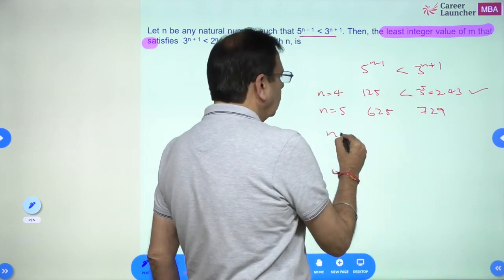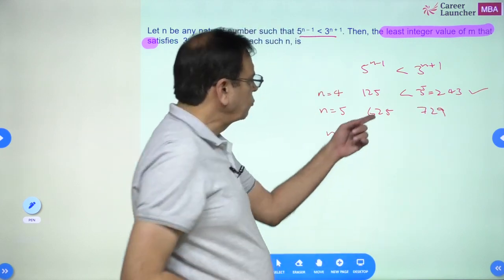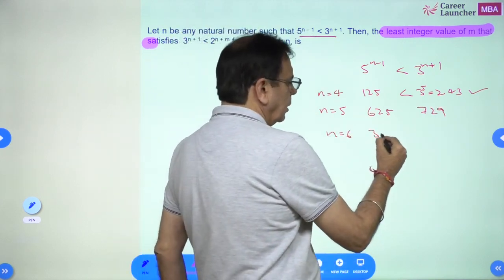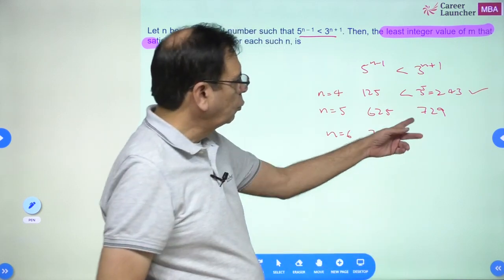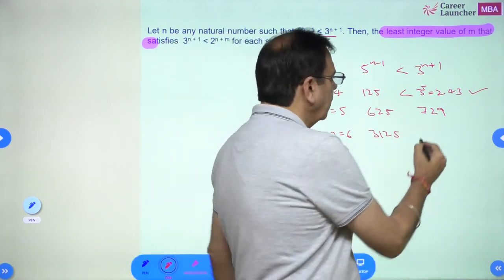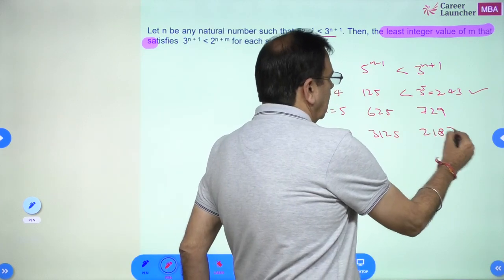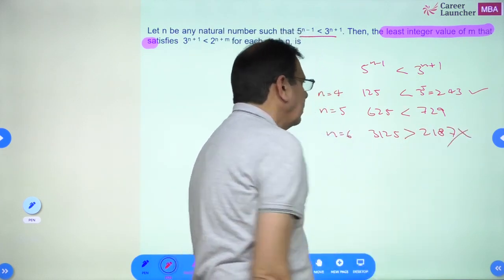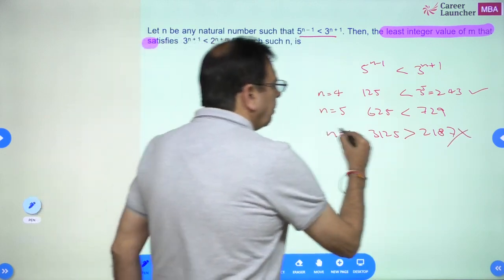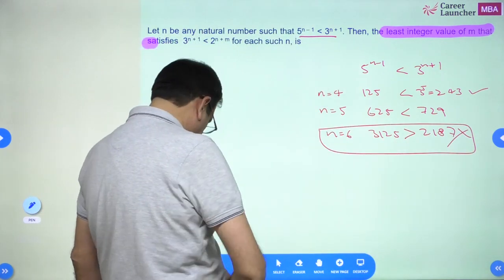If I take n equal to 6, 625 into 5 is 3125 and 729 into 3 is 2187. This does not satisfy. What does that tell you? The maximum possible value of n has to be equal to 5.